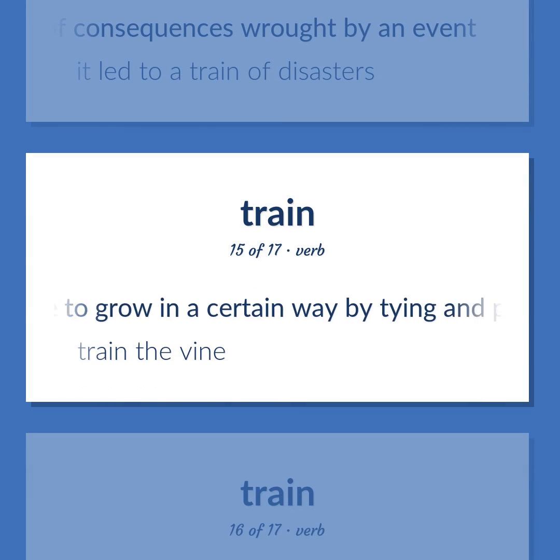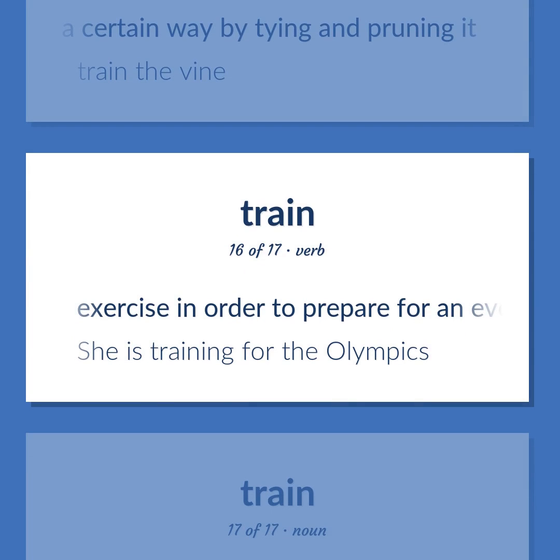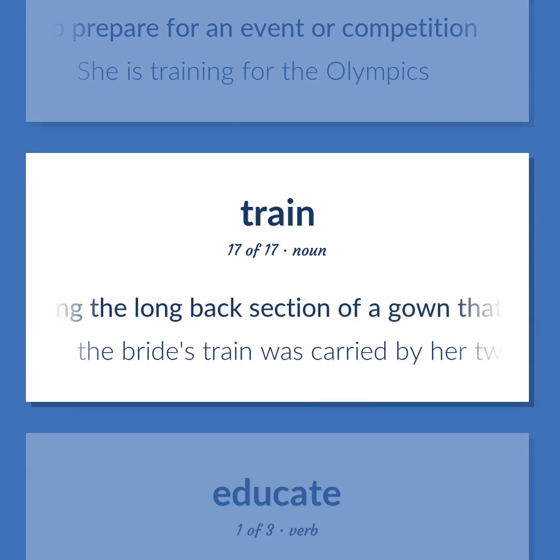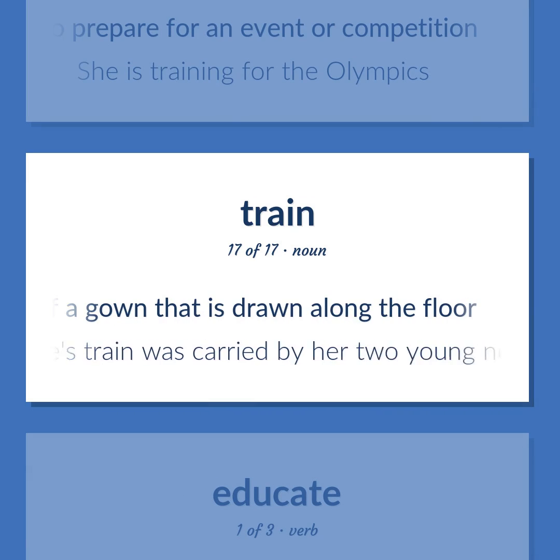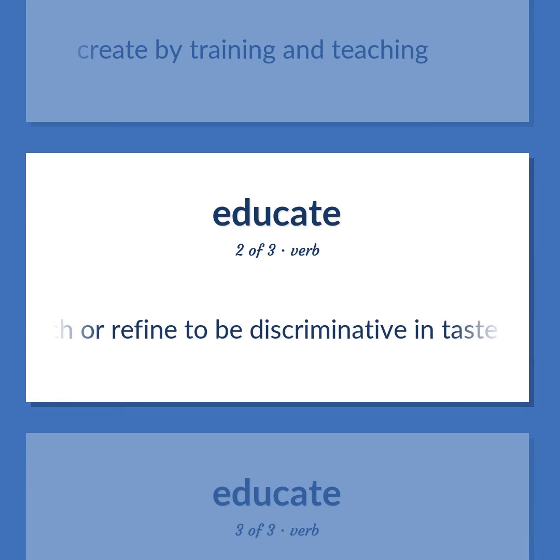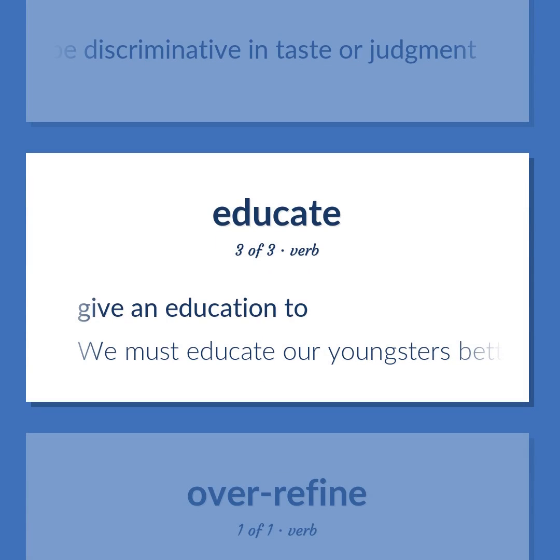Cause to grow in a certain way by tying and pruning it. Train the vine. Exercise in order to prepare for an event or competition. She is training for the Olympics. Piece of cloth forming the long back section of a gown that is drawn along the floor. The bride's train was carried by her 2 young nephews. Create by training and teaching. Teach or refine to be discriminative in taste or judgment. Give an education to. We must educate our youngsters better.